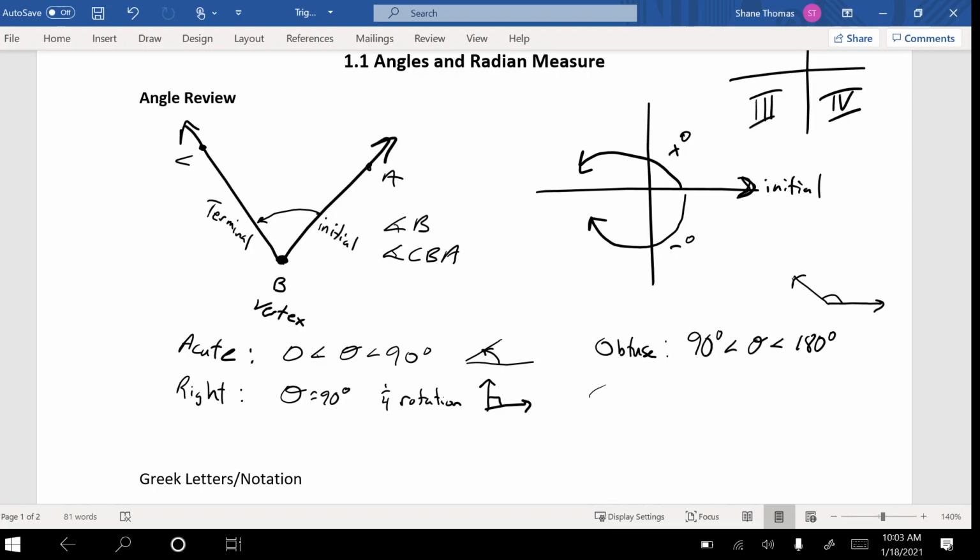All right, and then lastly, we have what's technically a straight angle. A straight angle is equal to 180 degrees, and it would be a half rotation. And a straight angle is basically a straight line. Okay. So that's kind of our angle review to cover. Hopefully nothing's really too crazy so far.